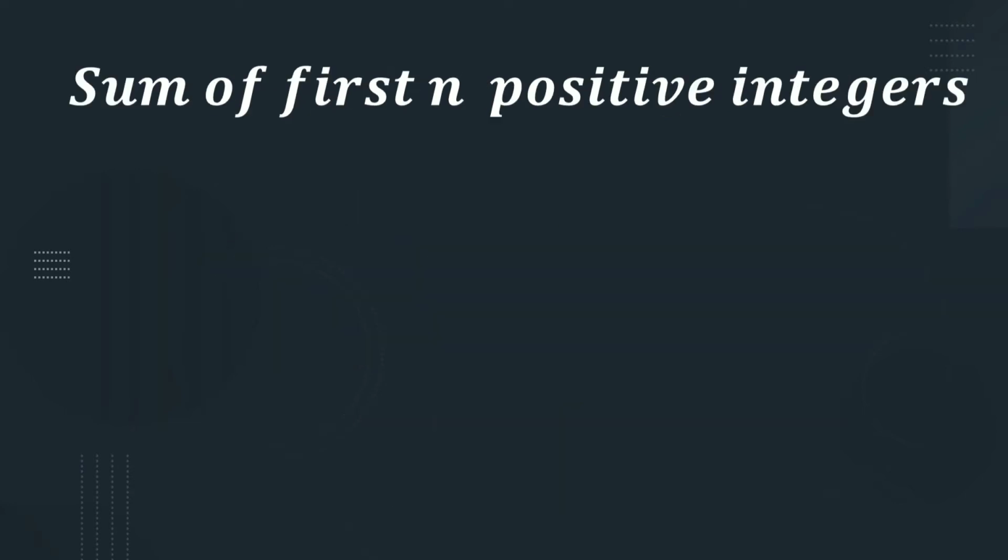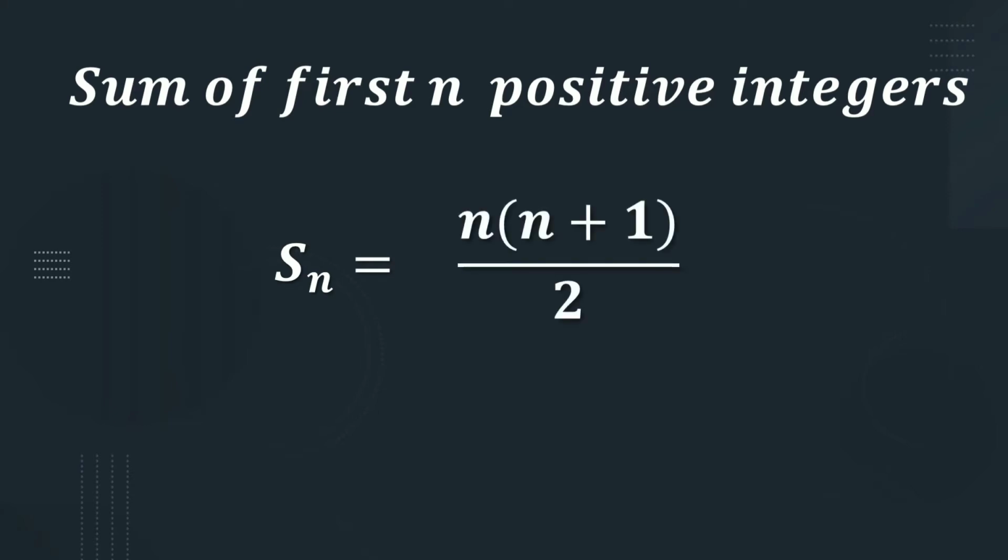Sum of the first n positive integers, for example 1 plus 2 plus 3 and so on, can be found by Sn is equal to n into n plus 1 by 2. By using this formula, we can find the sum of any number of continuous terms. For example, sum of all numbers from 1 to 100 can be found by 100 into 101 by 2.